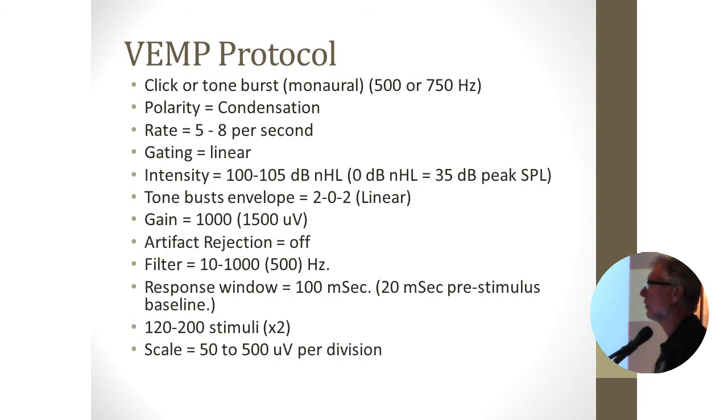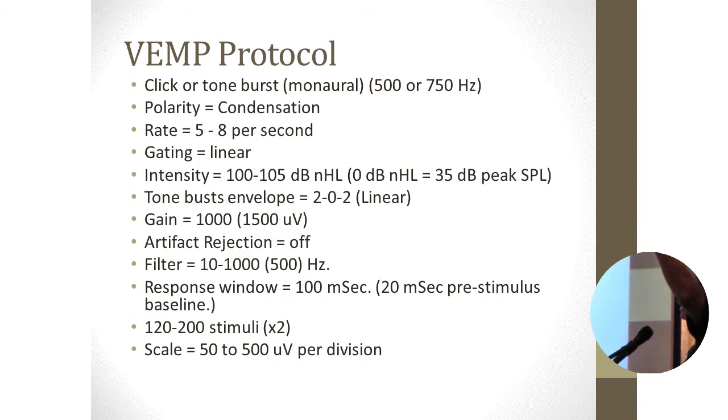The gain is much lower. This is going to be a bigger response than you're used to, so you can't have the gain of the system at 100,000 or 150,000 like you normally would. You have to turn it way down. No artifact rejection, just turn that off. Filters are about 10 hertz to 1,000 hertz, or even 10 hertz to 500 hertz. This is a low frequency response. I collect it in a 100 millisecond window, and I do about 120 tone bursts, 200 at the maximum, and do it twice to make sure it replicates.